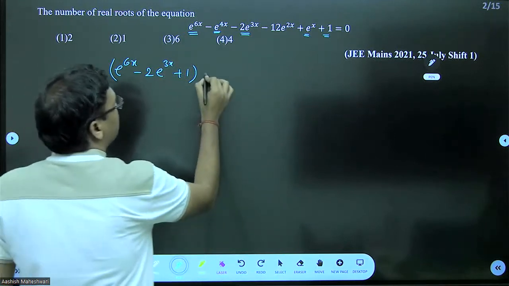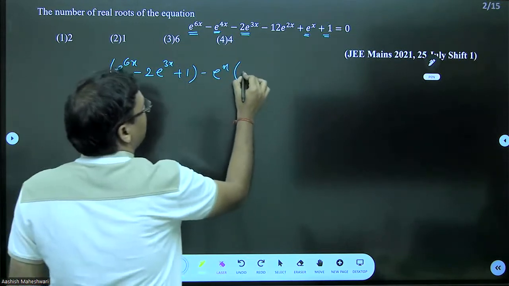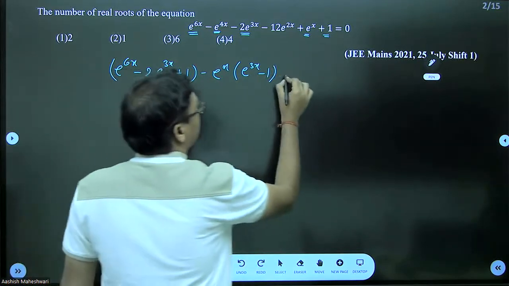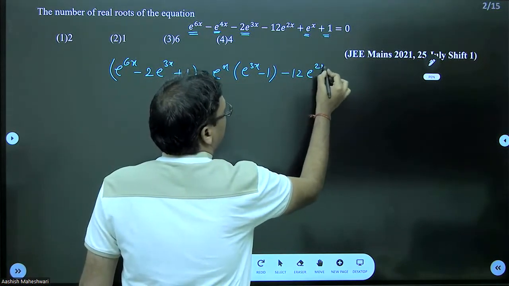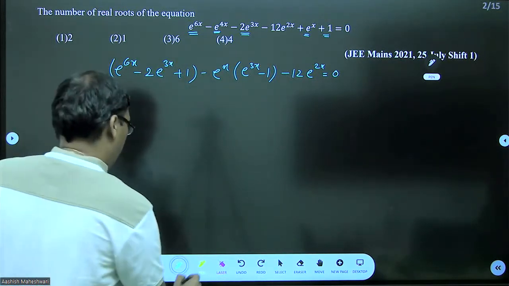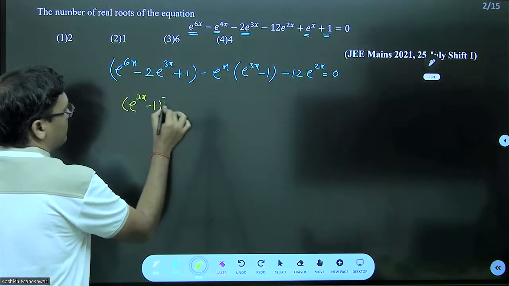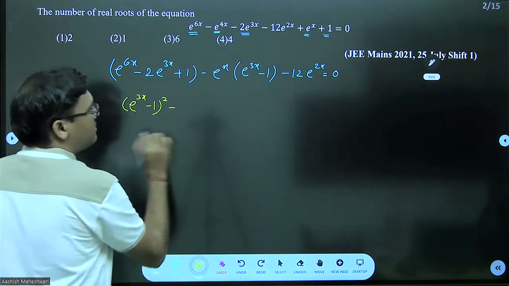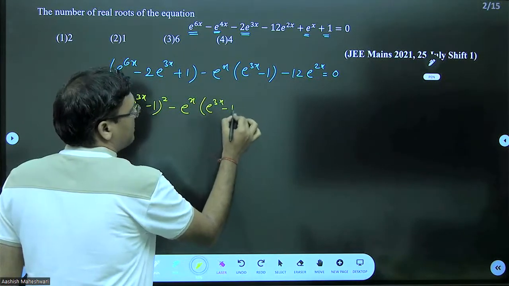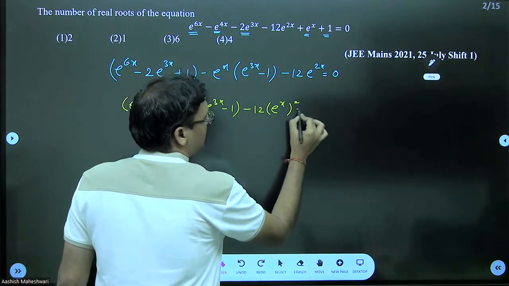You can see here this is minus. If I take e raised to x common, this will become e raised to 3x minus 1. Correct? And we have this last term, this is minus 12 e raised to 2x. I am just trying to simplify this expression, right? You can just check the calculation. Now what is this? This is e raised to 3x minus 1 whole square, right? This is minus e raised to x, e raised to 3x minus 1 minus this is 12 e raised to x ka square equal to 0.